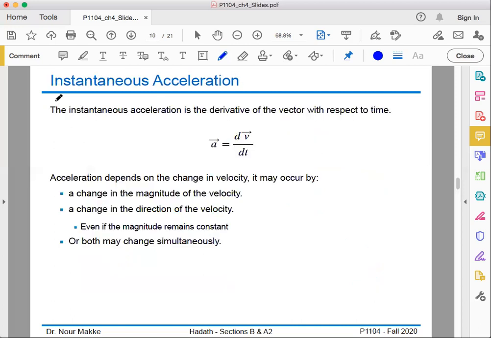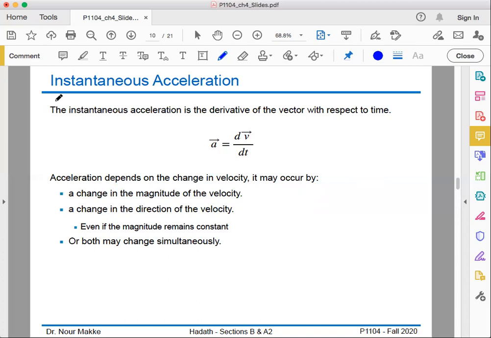So this is it about the average acceleration. Another variable of interest is the instantaneous acceleration. And the instantaneous acceleration gives us the rate at which the velocity is varying with time. So it's simply the derivative of the vector velocity with respect to time. And as you can see from this expression, the acceleration depends on the variation of the velocity.